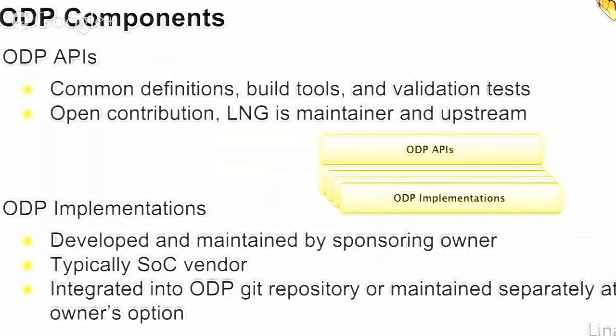If we look in more detail here, the components, as I said, are the APIs, which are the common definitions, build tools, and validation tests. And these are open contribution with LNG serving as the maintainer and upstream for that. Whereas ODP implementations are developed and maintained by a sponsoring owner, which is typically an SoC vendor, and they are either integrated into the main ODP Git repository or maintained separately at the owner's option. So as I said, we don't dictate how you choose to distribute ODP implementations.